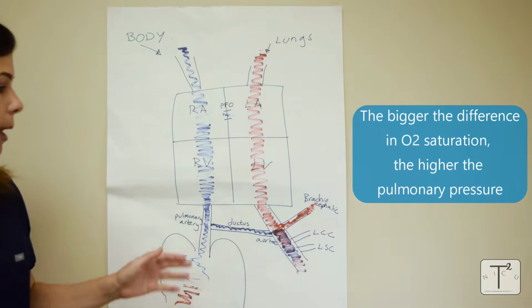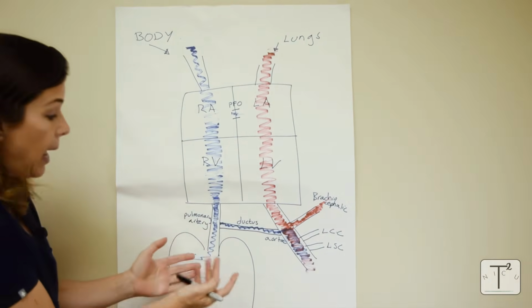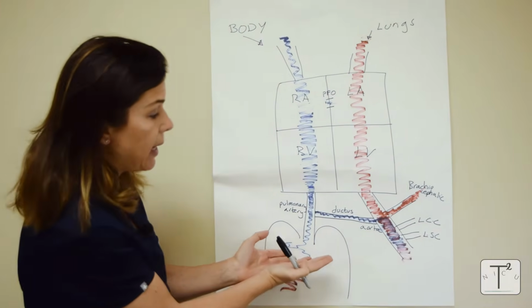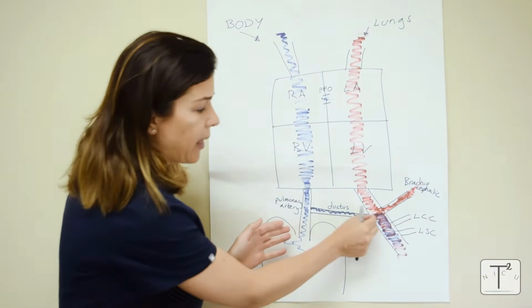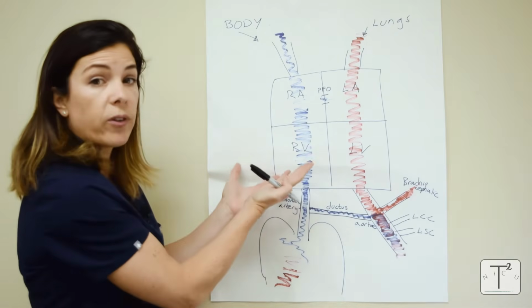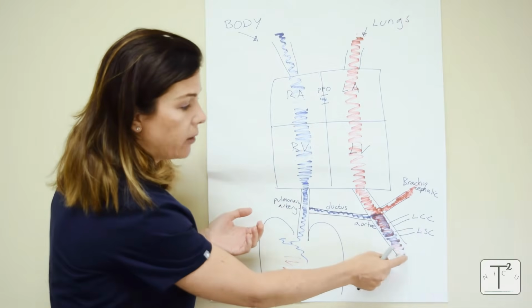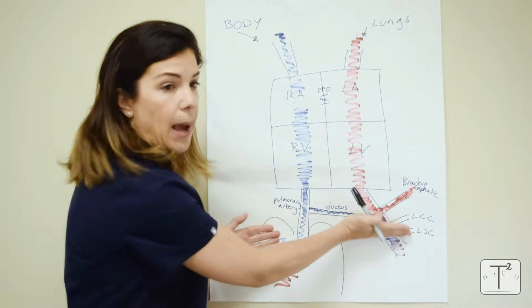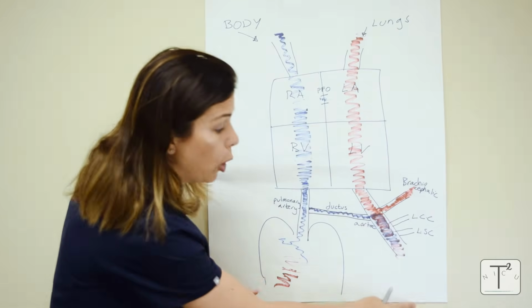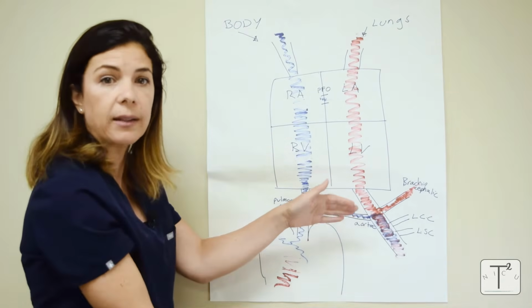Why would more of that blood go from right to left? Because of higher pulmonary pressures. If these pulmonary pressures were only slightly elevated, then only some of that blood would want to go from right to left. If these pulmonary pressures were suprasystemic, which means that the pulmonary pressures were actually higher than the pressures in the body, then most of that blood is going to go from right to left, and you're going to end up with an even bigger pre to post ductal sat difference.